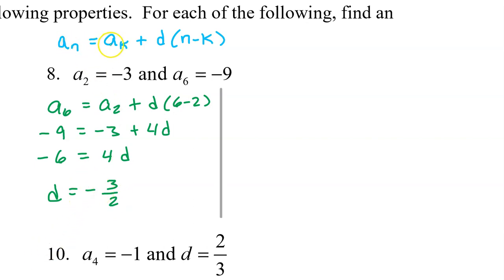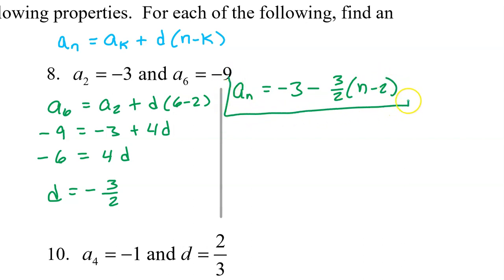Now let's write the expression for an using this common difference. An will equal, and I'm going to use the a2, so negative 3 plus, the common difference is negative 3 over 2, so actually minus 3 over 2, times n minus, it's got to be n minus k. The negative 3 came from here, so the k is this 2. So n minus 2. So that's it. This is the expression for an.